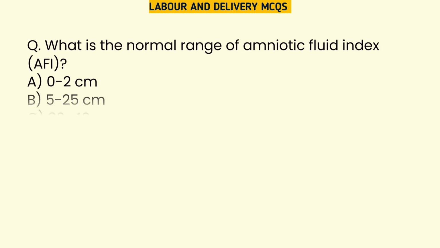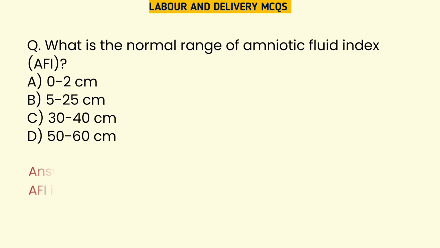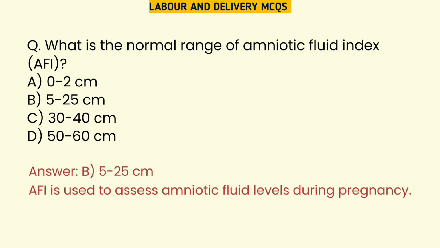Next question. What is the normal range of amniotic fluid index, AFI? Correct answer is B. 5 to 25 cm. AFI is used to assess amniotic fluid levels during pregnancy.